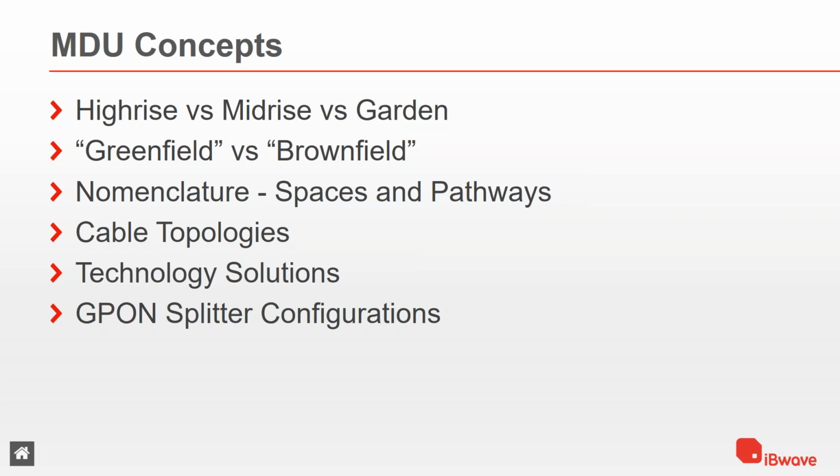Garden style would be your typical apartment complex style development, multiple buildings, 12 to 24 units, all connected with an outside plant distribution network. It's also important to understand the difference between a greenfield and a brownfield environment. Greenfield is new construction. Brownfield is your existing or overbuild MDU style building. And we'll look at the next four concepts in the following slide.